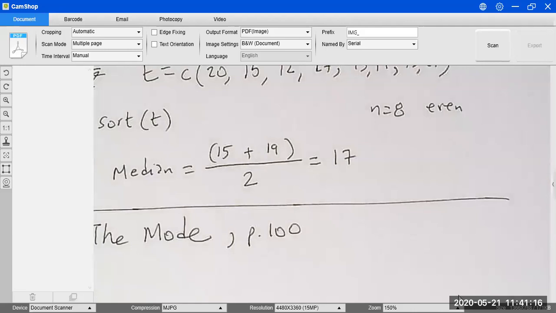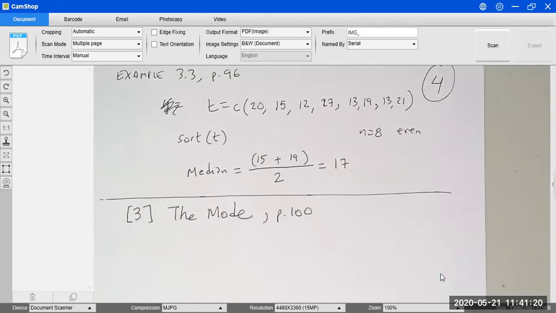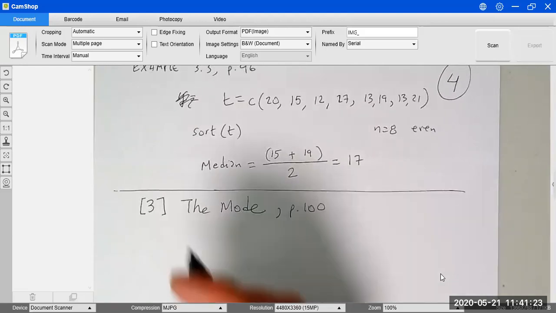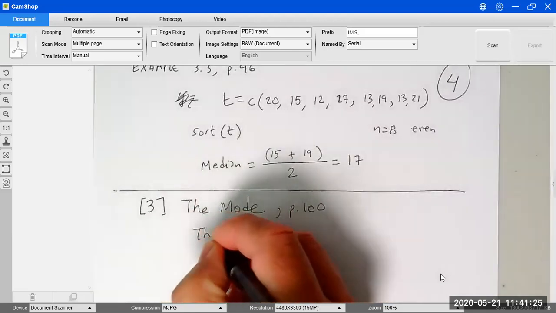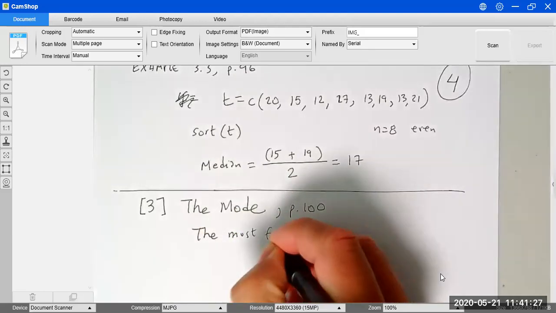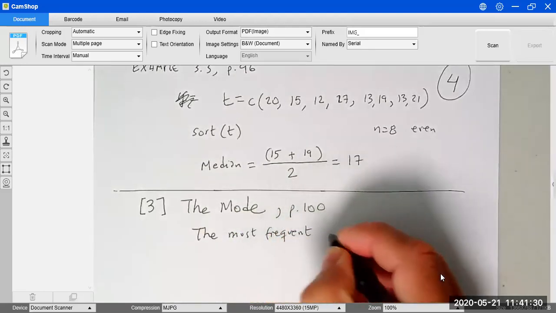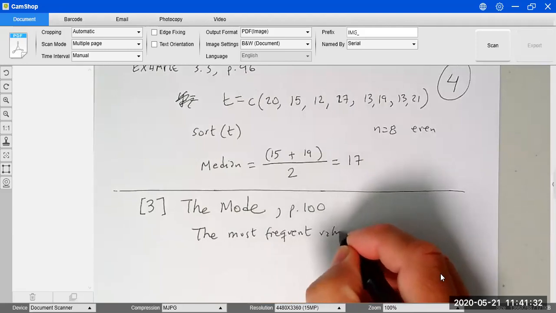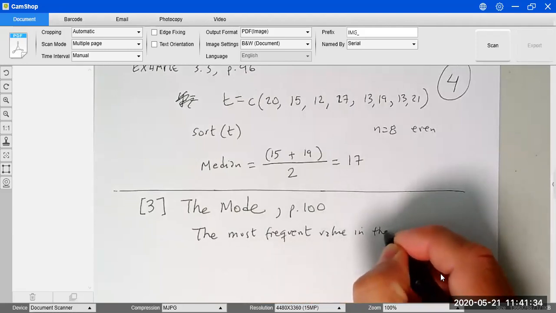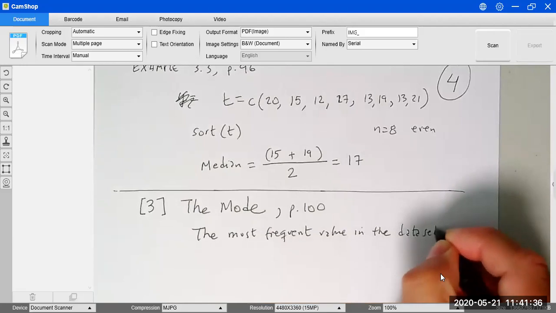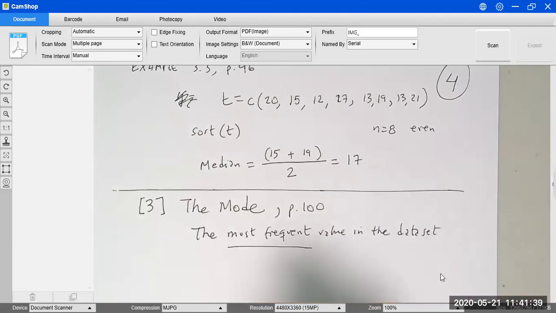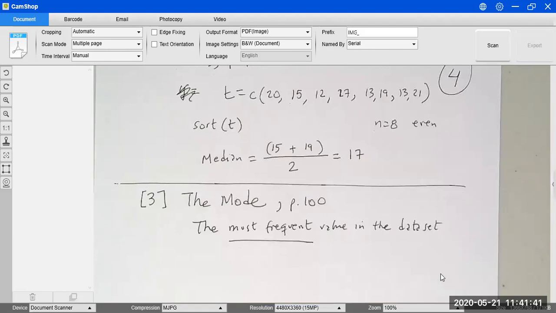So that's the definition that we needed to complete our measures of center. Again, the mode is just the most frequent value in the data set. You can use sort, and with sort you can better visualize the frequency of every component of the data set.